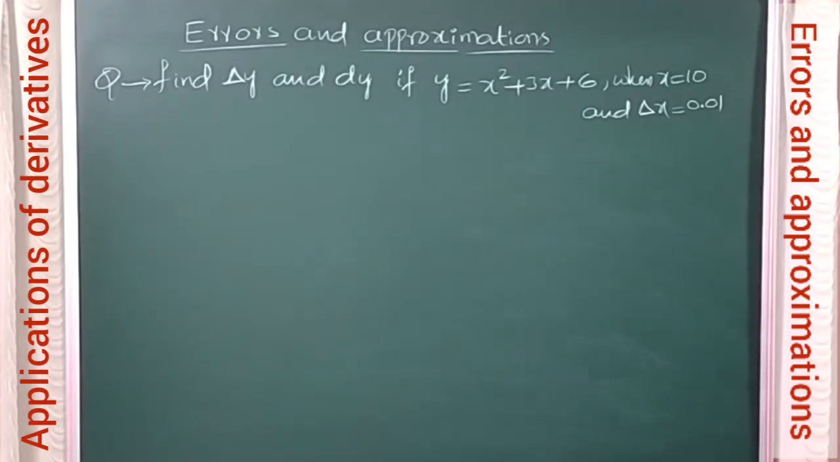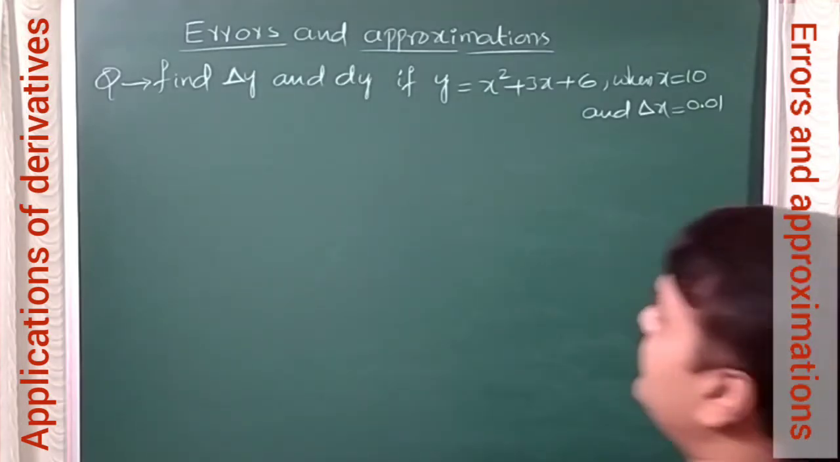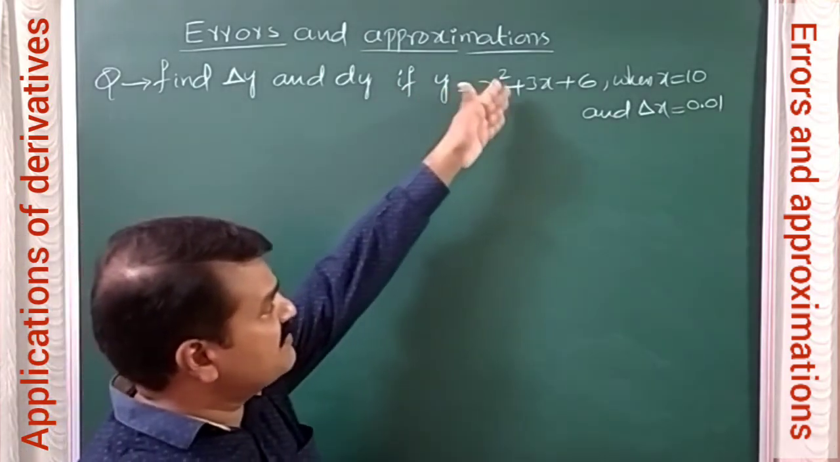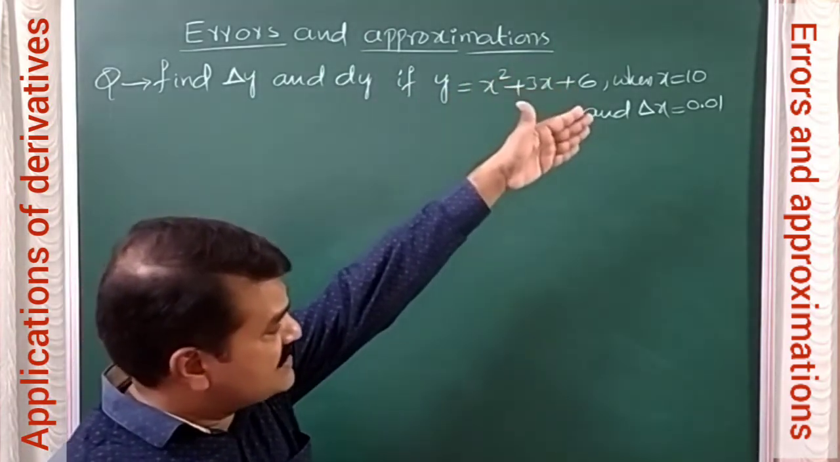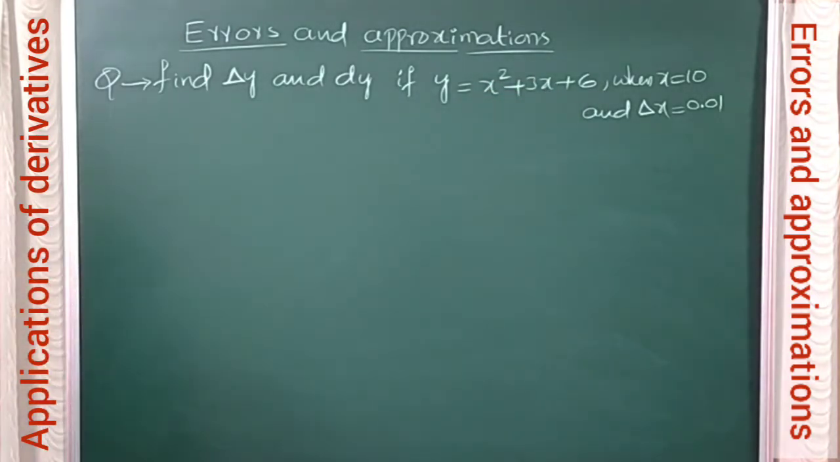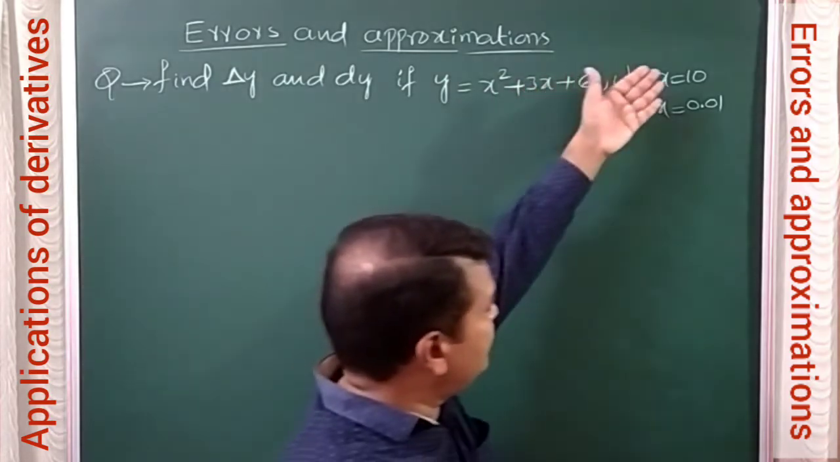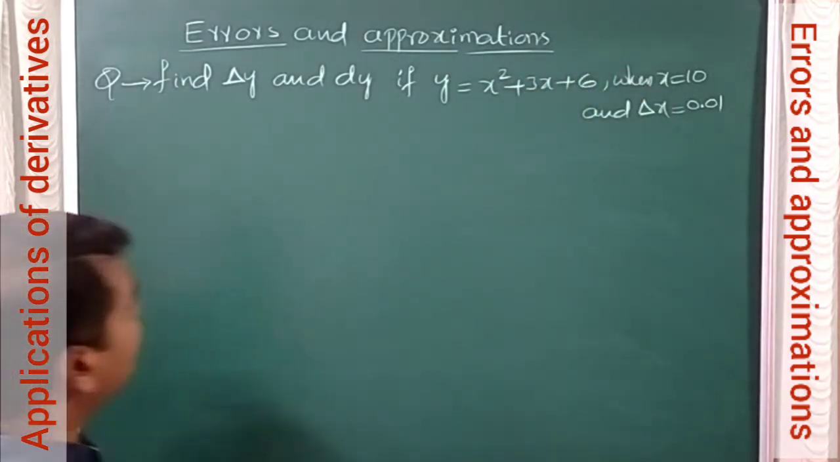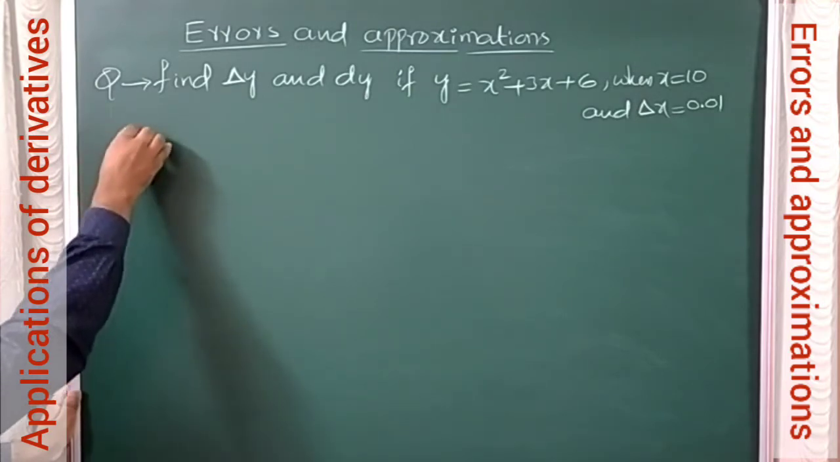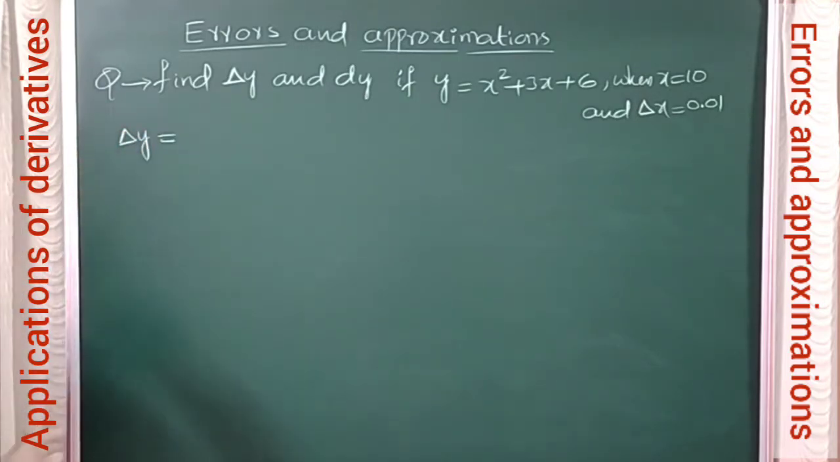Now see this question: find delta y and dy if y is x squared plus 3x plus 6, x is 10, delta x is 0.01. So y is given, x is given, delta x is given, you have to find delta y and dy. First let us calculate delta y. First we will do delta y, after that we will do dy.